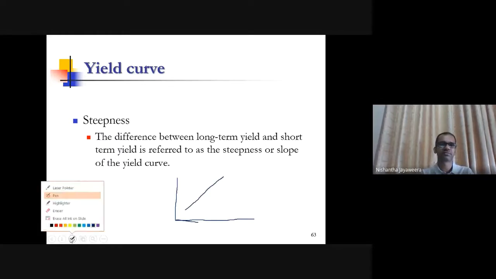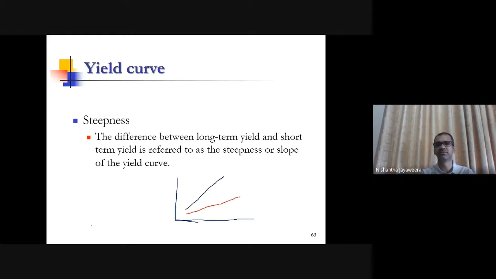Curve 1 and curve 2. So this is steep compared to this one. So this is relatively flat compared to this one. So the concept is a relative thing. Even in the red colored one, there's a steepness, there's a slope. But when we compare these two, this line is much steeper than this line. So that's the steepness.